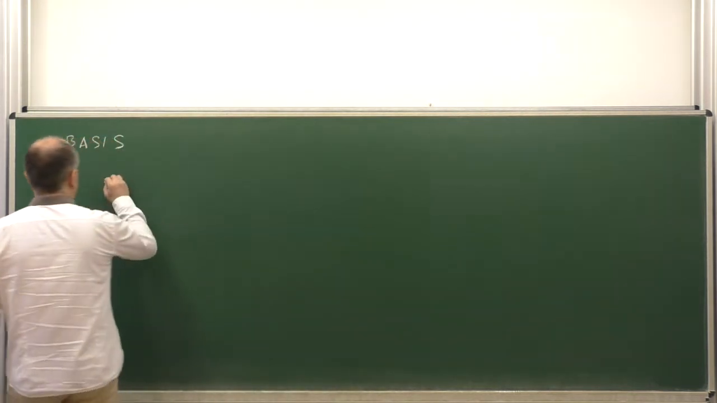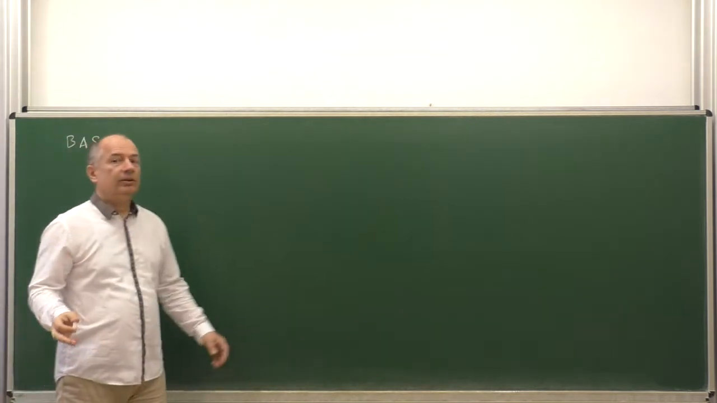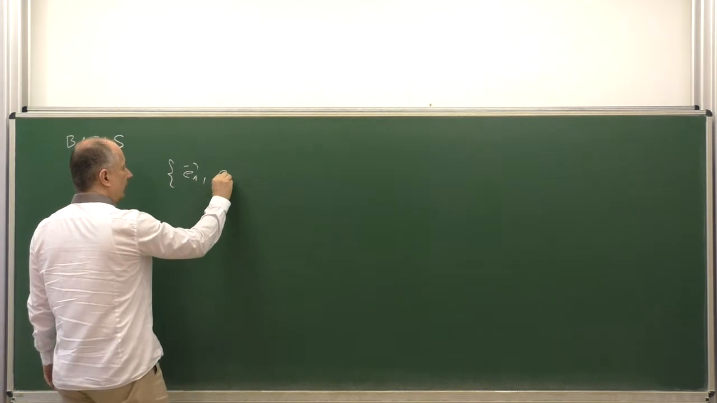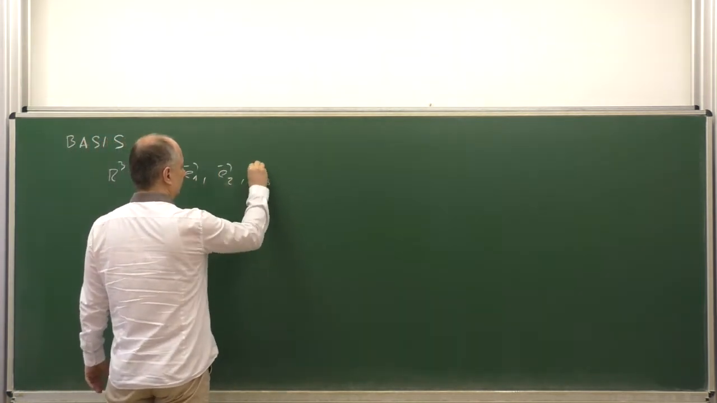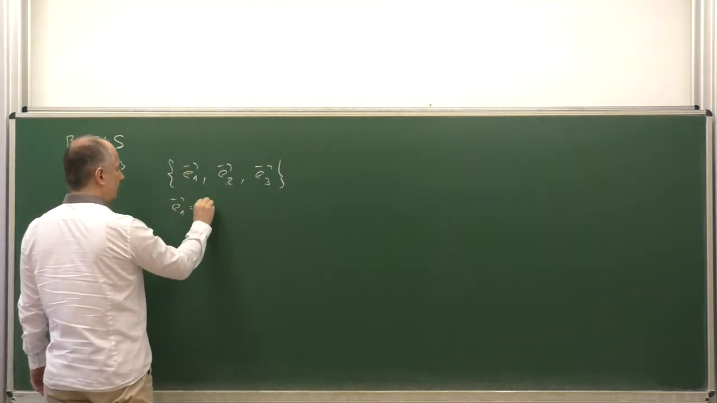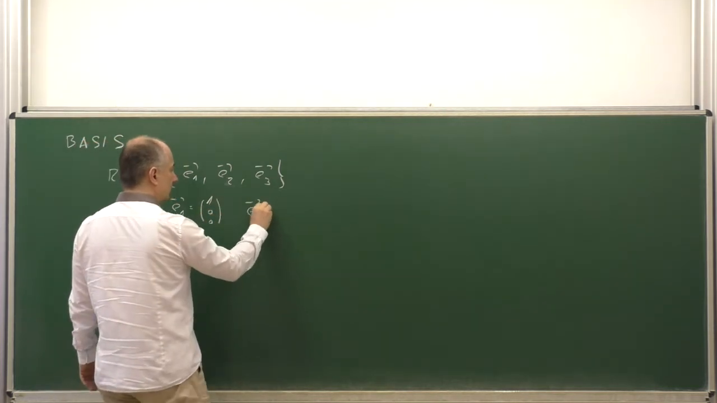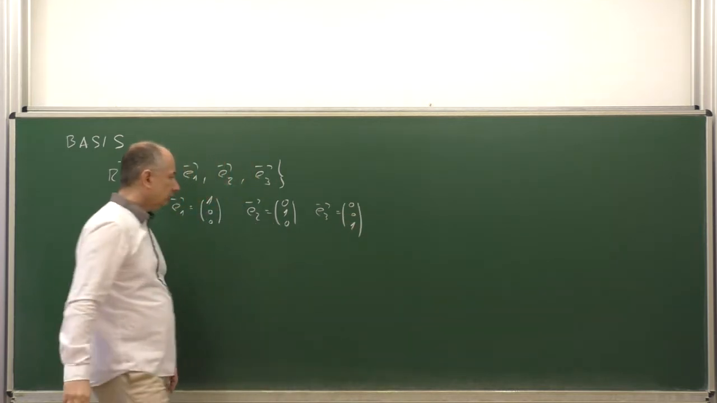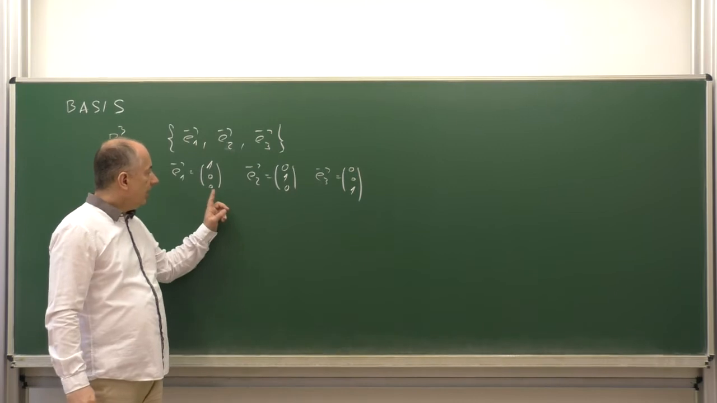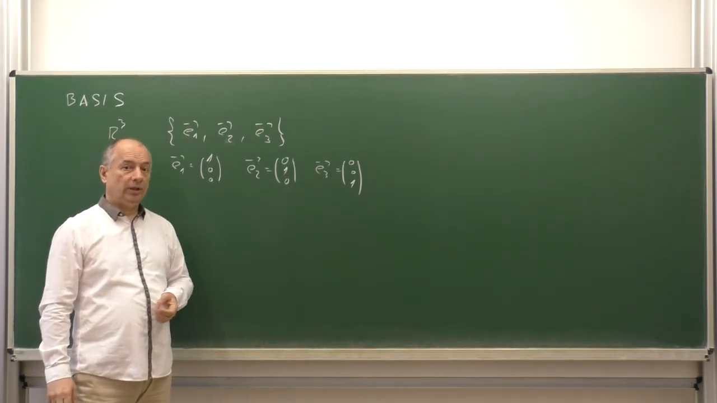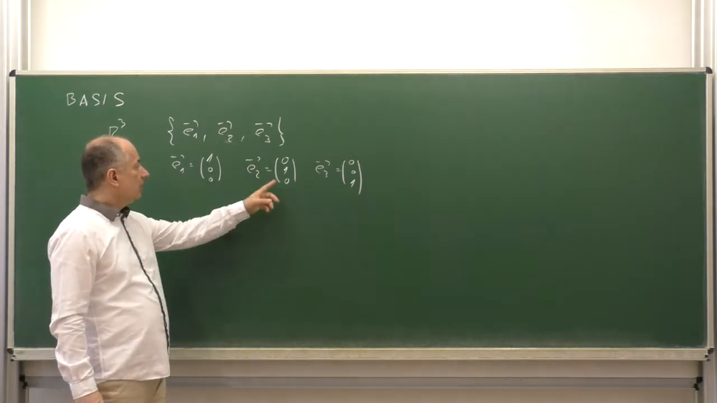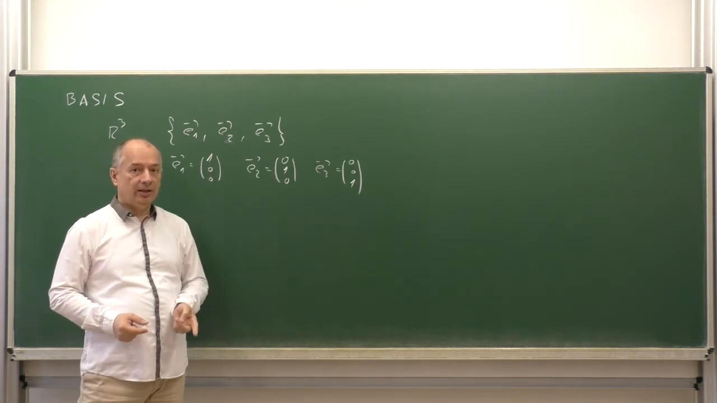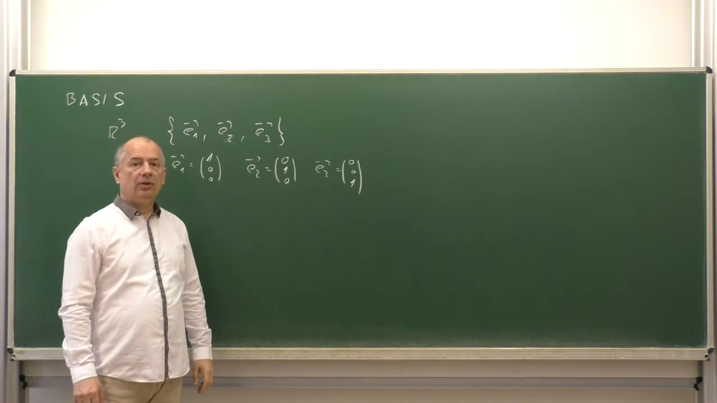An example, if we have R3, then there are infinitely many bases, and one nice basis would be consisting of these three vectors, where E1 is the vector 1, 0, 0, E2 is the vector 0, 1, 0, and E3 is the vector 0, 0, 1. But you can multiply any one of them by any non-zero number, and you still get a perfect basis. Or you can replace these vectors with some linear combination of them, and if you have three vectors and they are linearly independent, then they indeed form another basis of R3.